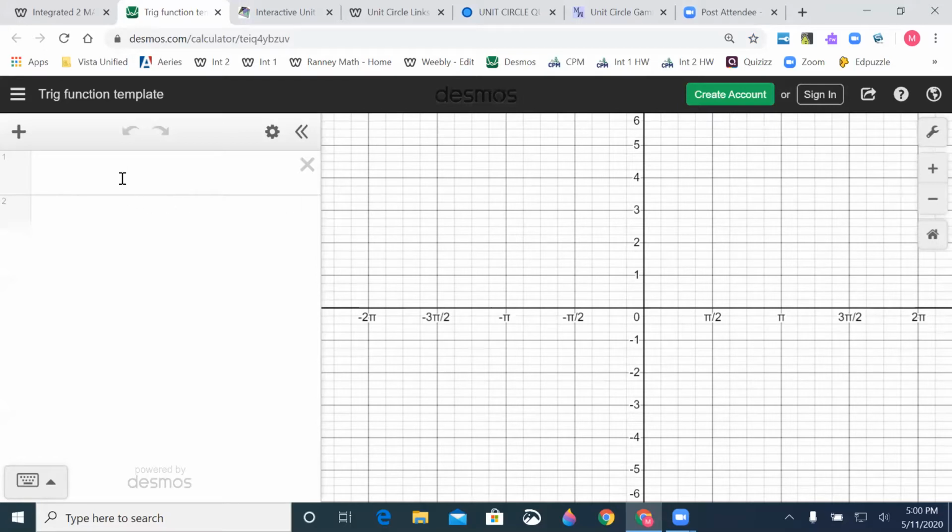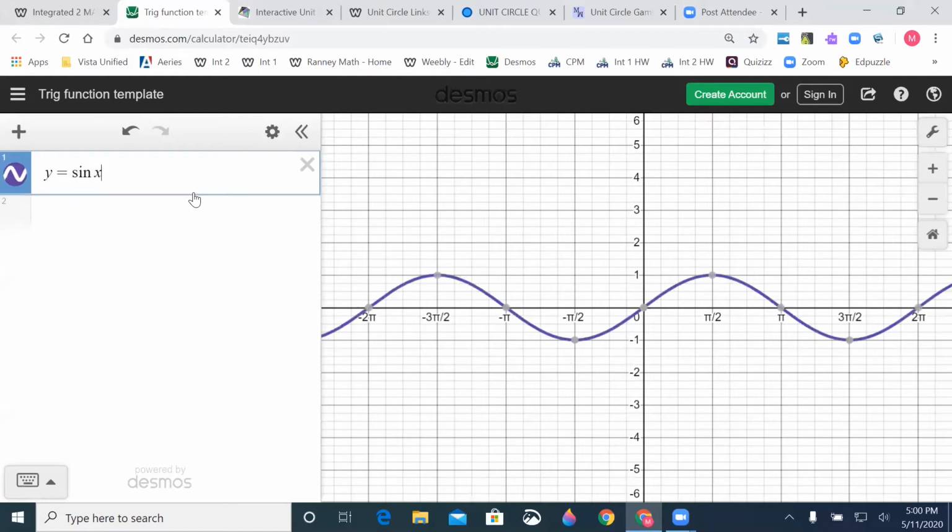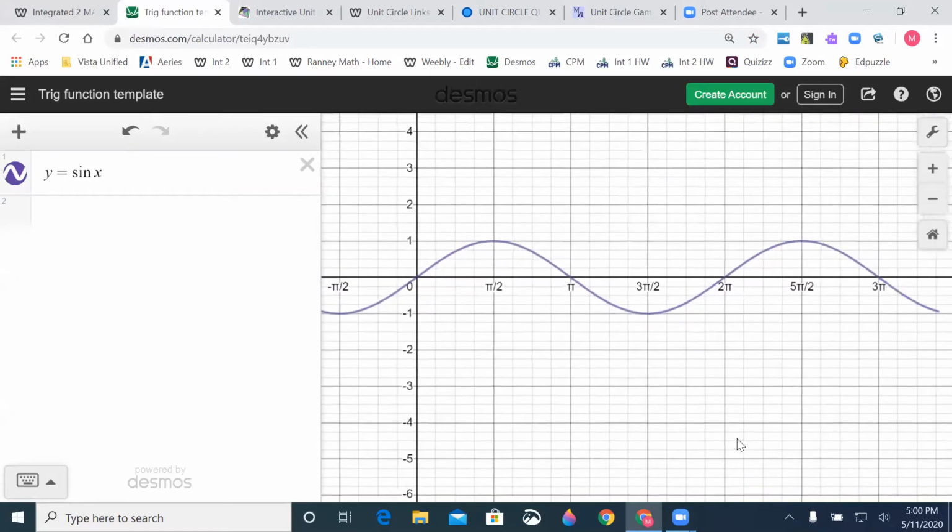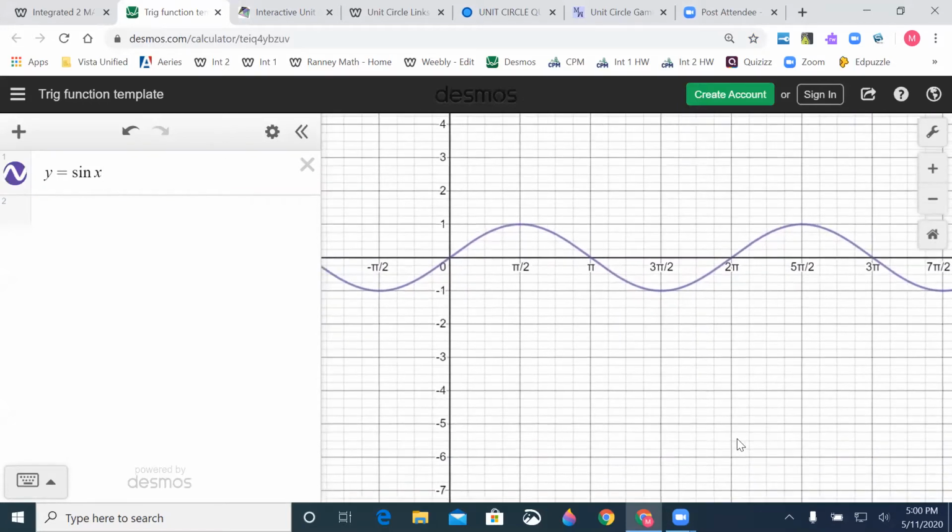So now I'm just going to real quick show you guys what I'm going to be graphing. Y equals sine x, okay? You can see it again here on this graph. Let me just move this so we can kind of see it. And what I want you guys to focus on is here, I'm going to start at 0, okay?